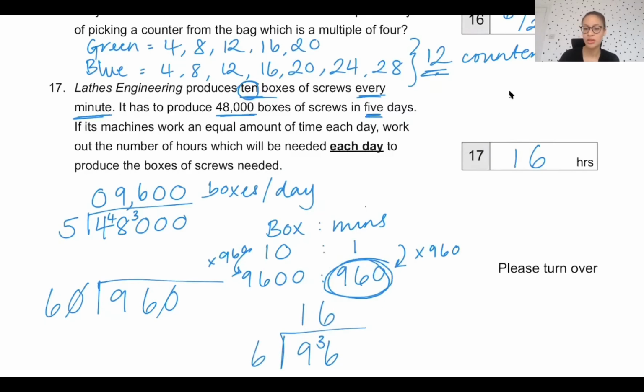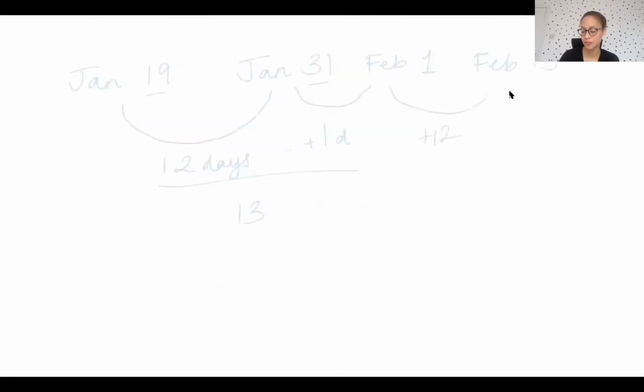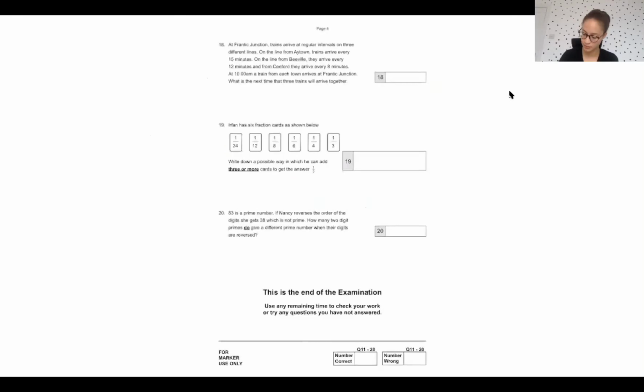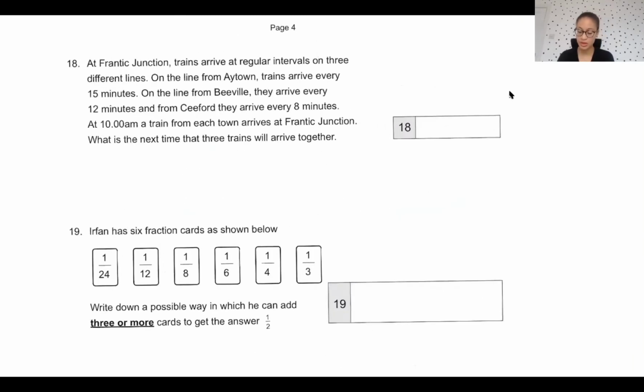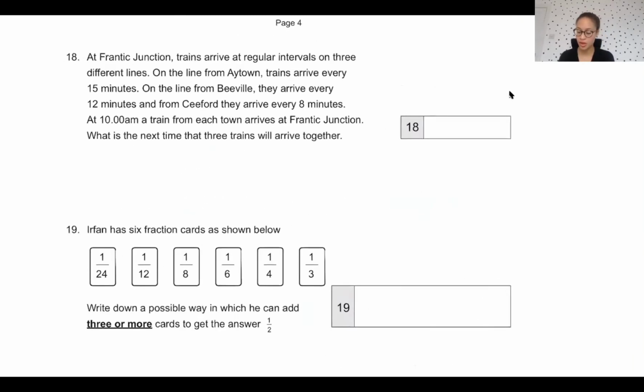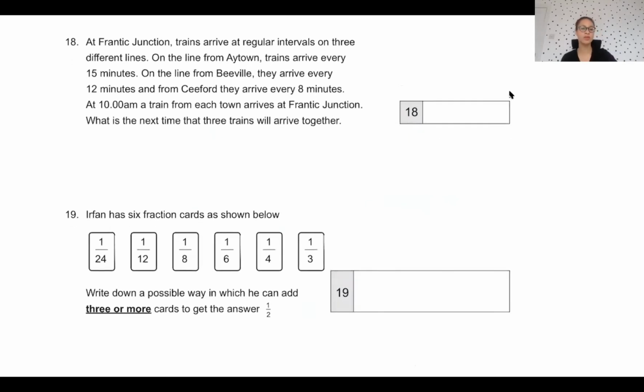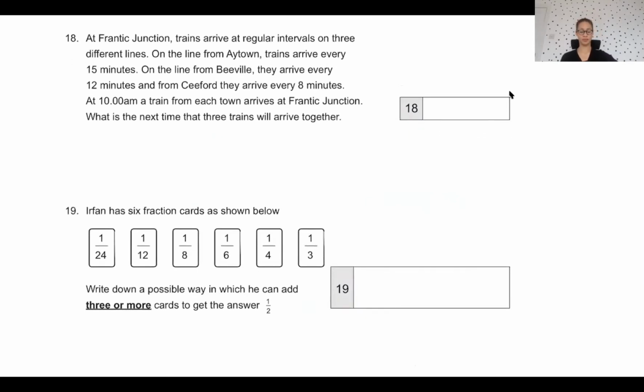Right, let's move on to question number 18. This is a tricky one. Again, this is more of an OLAVs question, I would say, because the OLAVs boys have done lowest common multiple. You can do this without having covered that, but it's going to take a while. So let's have a read.